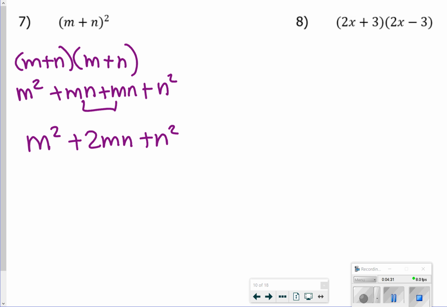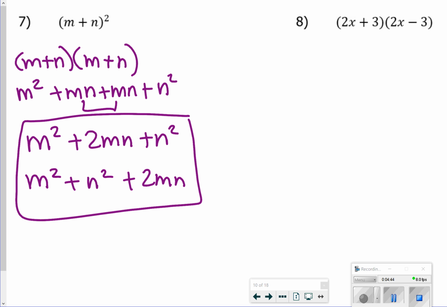Because of the multiples of variables here, you can keep it like this. Some of you might have done this, m squared plus n squared plus 2mn, and that is fine as well. Either one of those would work. I'm not necessarily going to be picky about standard form with that one.